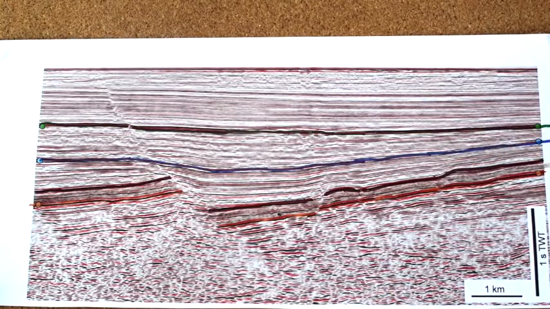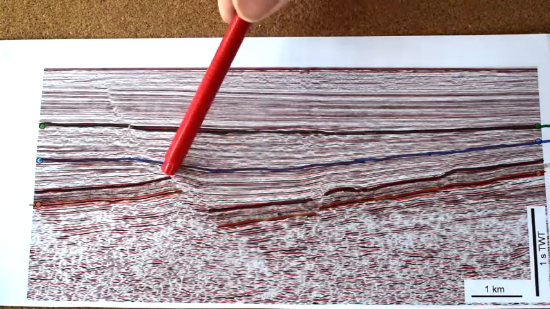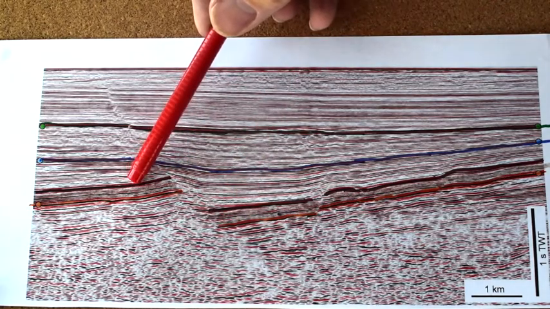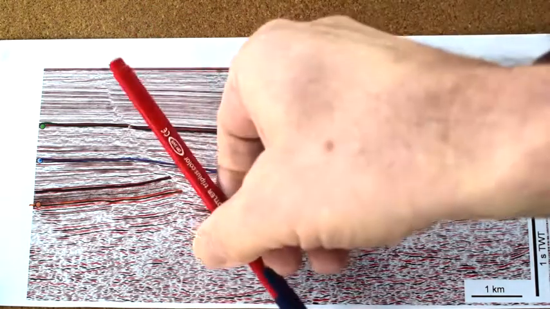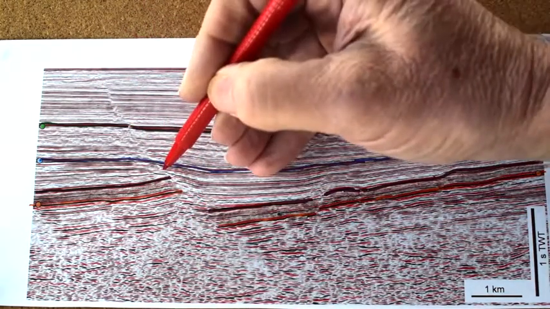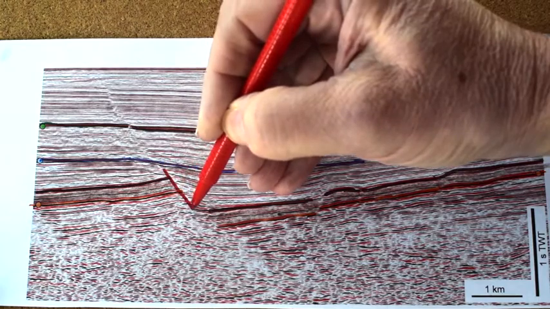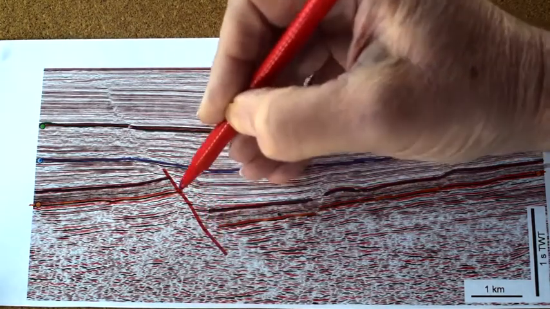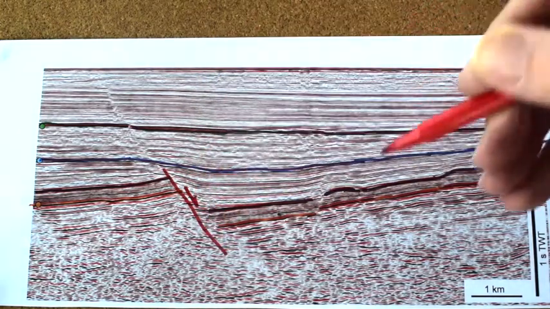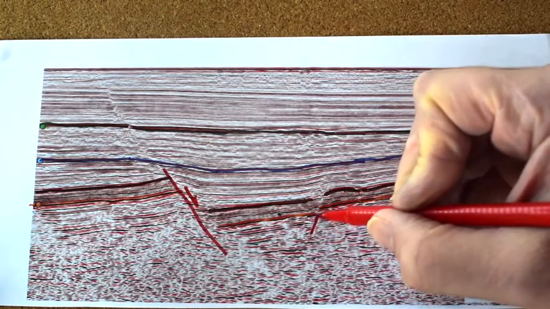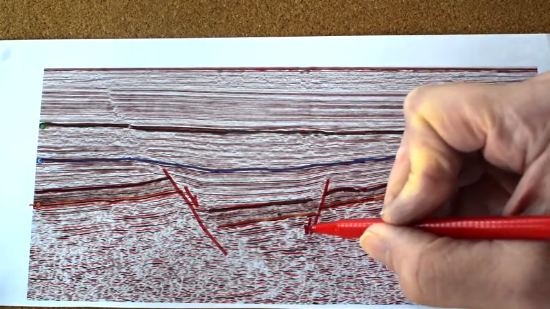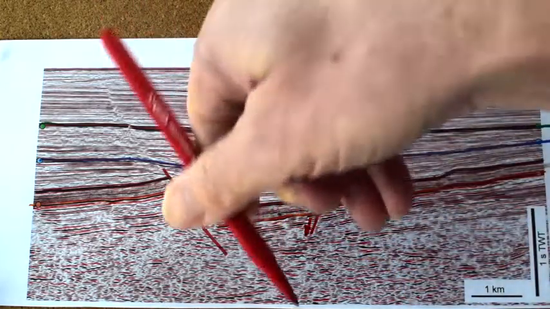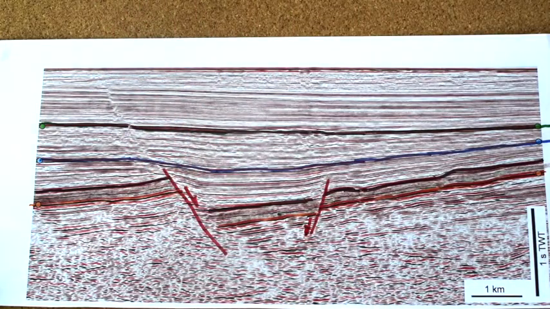Next, let's put some faults in, because the offset of this brown layer that's topped by the brown horizon and based by the orange one, clearly offset with a fault through here. So let's draw the fault in somewhere through there with that sense of movement. And on this side, looks like there's a fault that actually comes up somewhere like this, again with that sense of movement, defining a little graben structure bounded by two normal faults dropping down like this.